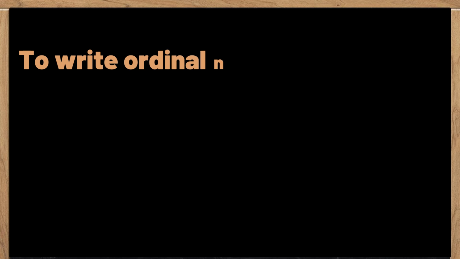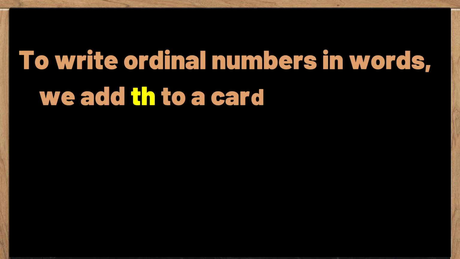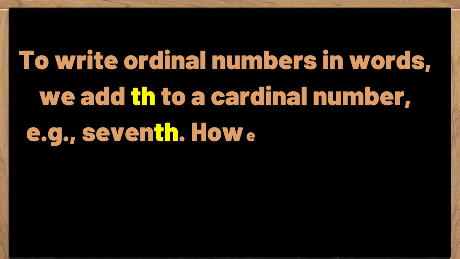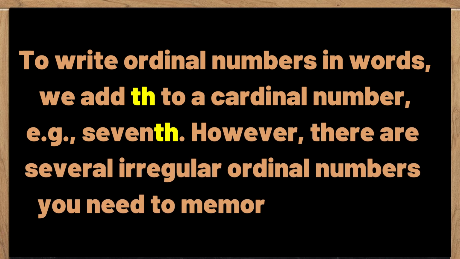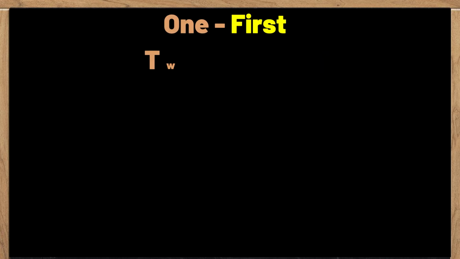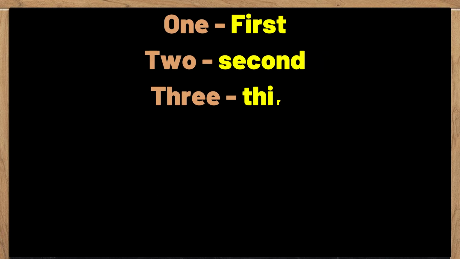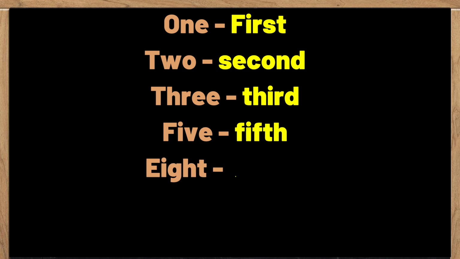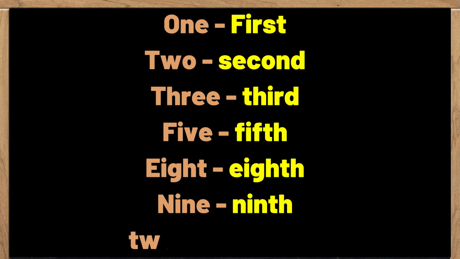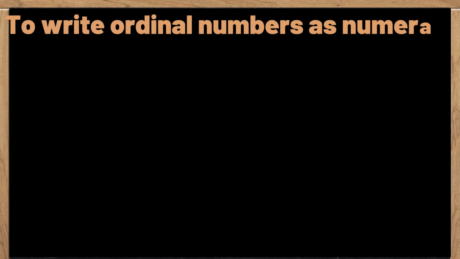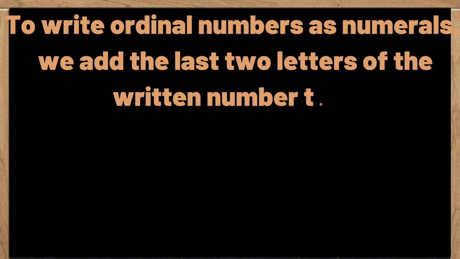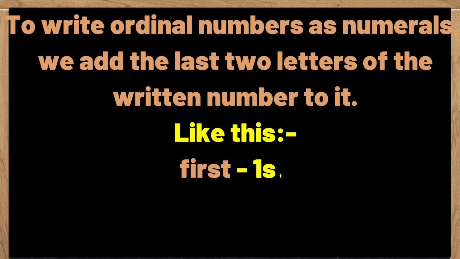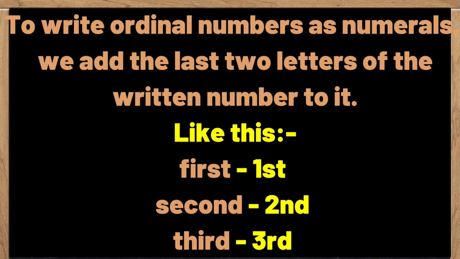To write ordinal numbers in words, we add th to a cardinal number, e.g., seventh. However, there are several irregular ordinal numbers you need to memorize by heart. 1 first, 2 second, 3 third, 5 fifth, 8 eighth, 9 ninth, 12 twelfth. To write ordinal numbers as numerals, we add the last 2 letters of the written number to it, like this: first 1st, second 2nd, third 3rd.